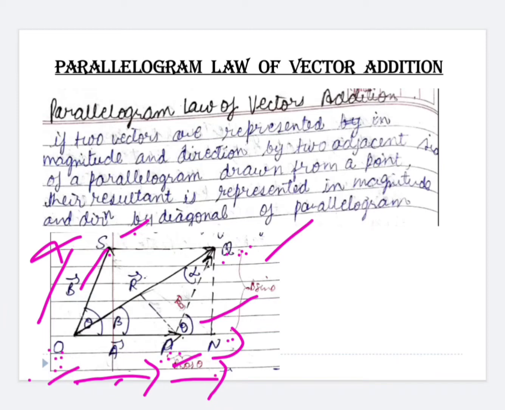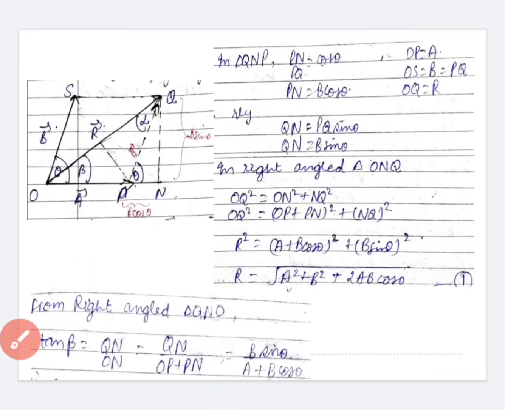So now let us see, this is the right angle triangle. You can see from here also, OQN is a right angle triangle. And we have to find the resultant side of this right angle triangle. So how can we find the resultant? The resultant is the hypotenuse. According to the Pythagoras theorem, we can write OQ square, that is hypotenuse square, is equal to perpendicular square plus base square, as you can see from here.